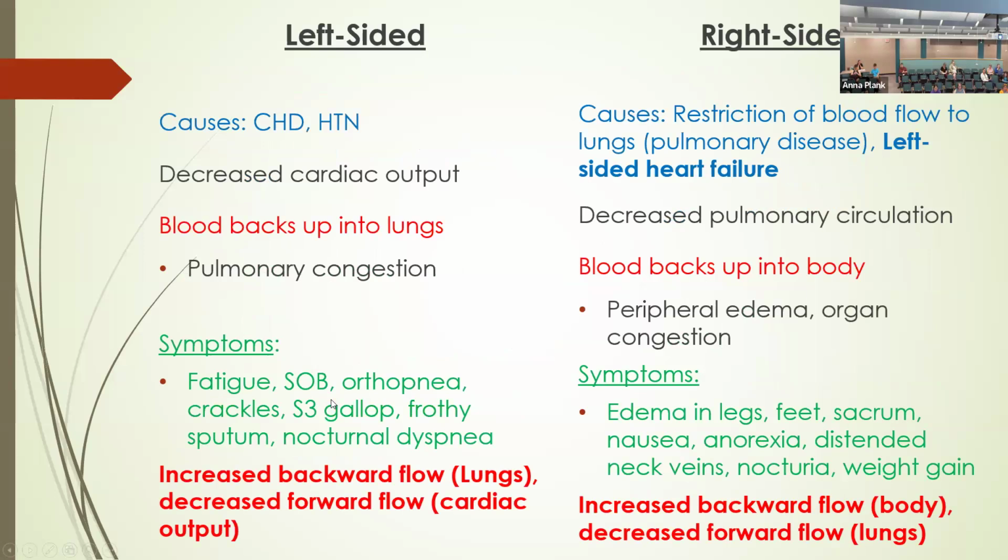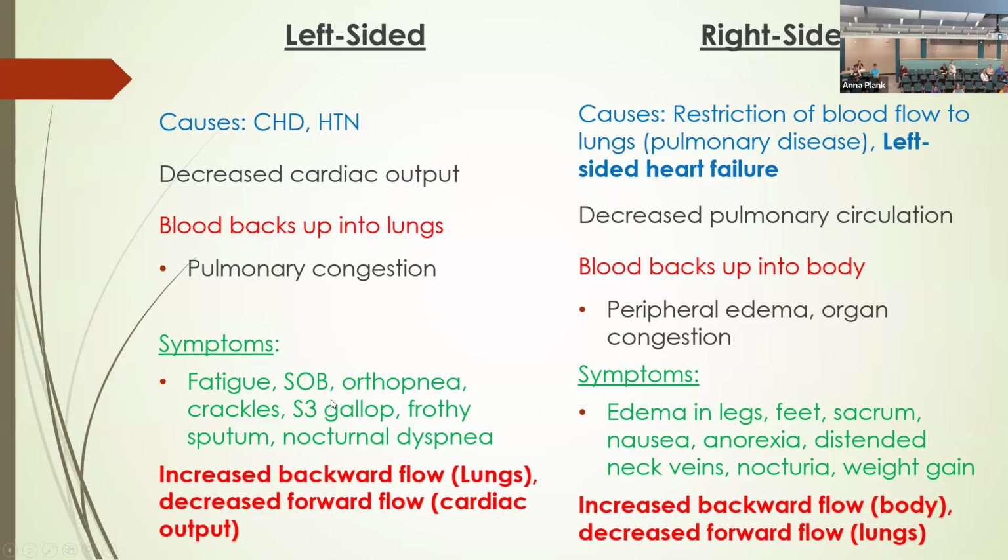So what do those lead to? Left-sided and right-sided. Left-sided: where's the problem? The left ventricle. What is directly upstream of that left ventricle is your lungs. So we're going to have pulmonary congestion. This is where you get those S3 sounds, those extra closing sounds, orthopnea, frothy sputum, anything wet. We're thinking left-sided. So it's backing up to the lungs and decreasing what's going out to the body. With left-sided, we think really wet lung symptoms.